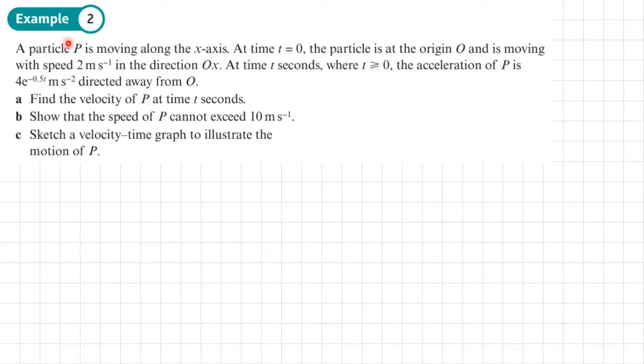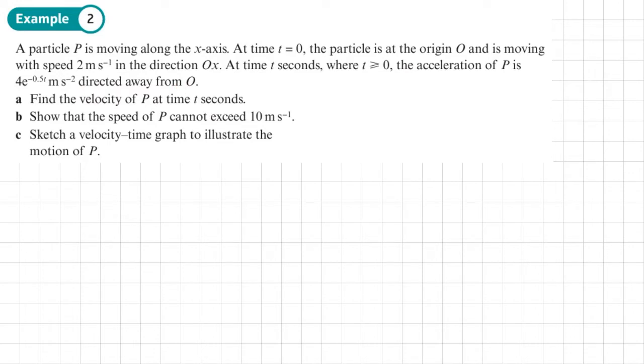Example 2. A particle P is moving along the x-axis. At time t equals 0, the particle is at the origin and is moving with speed 2 meters per second in the direction OX. At time t seconds, where t is greater than or equal to 0, the acceleration of P is 4e to the power negative 0.5t meters per second squared, directed away from O.